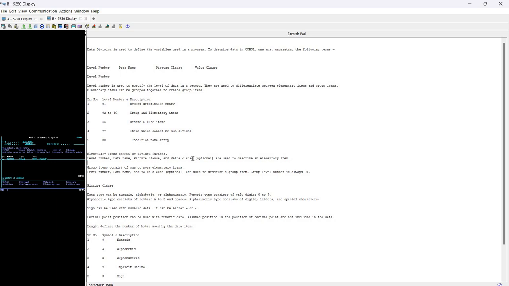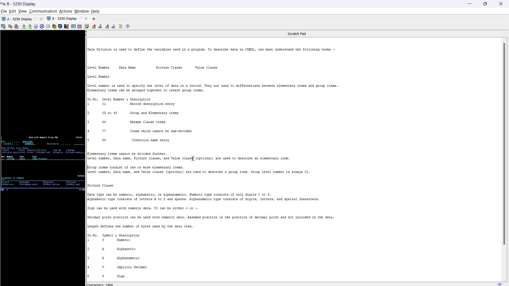One more important thing: a group item's level number is always 01, always. So the group item number is always 01. These are the differences between elementary item and group item. Please make a note of this, because this is an important question from an interview perspective.